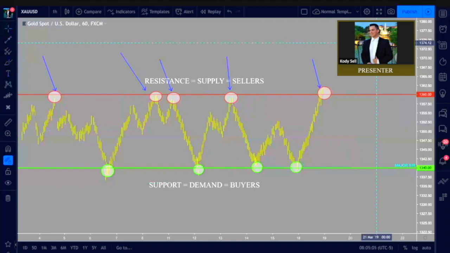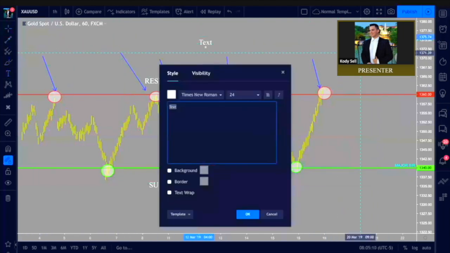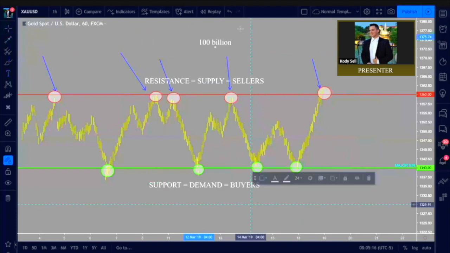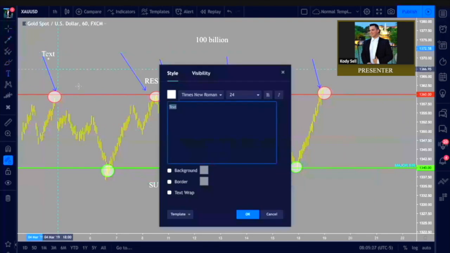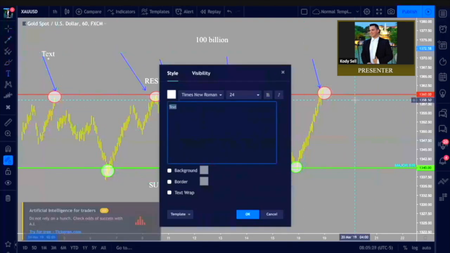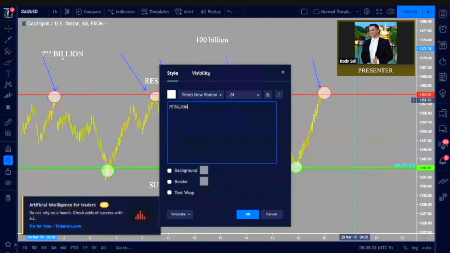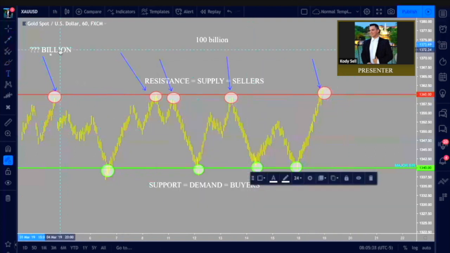The reason why it's a worse setup is because, remember, again, there is a certain number that's being filled here. Let's say 100 billion. So $100 billion worth of sell orders are right here at 1360 on the chart. Now, each time that price is visited up here, a part of that has been filled. Now, you don't know what part of that was filled each time. But right here, part of it was filled. Right here, part of it was filled. Right here, part of it was filled. Right here, part of it was filled.